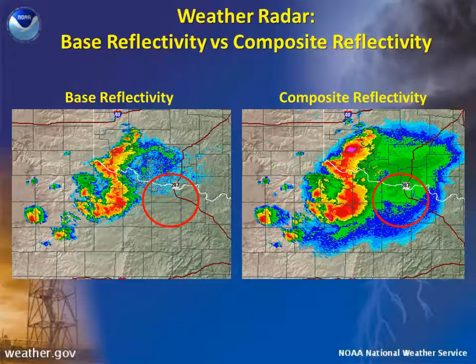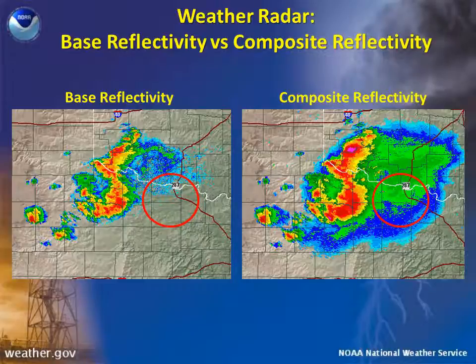In other words, on composite reflectivity, it may appear as though a storm is producing very heavy precipitation, but if we compare that to a single elevation angle closer to the ground, we may see that this precipitation is not reaching lower levels of the atmosphere. We can see an example of this here.